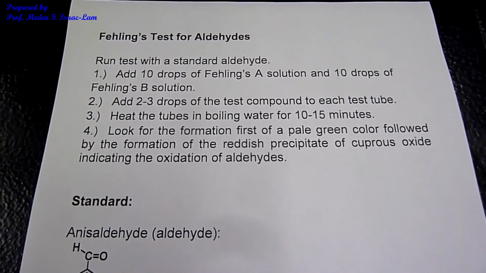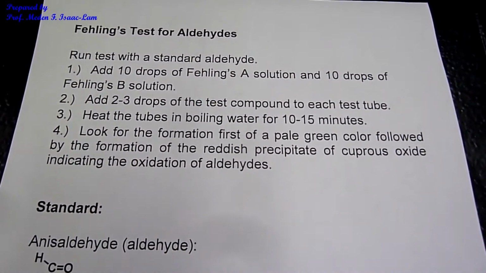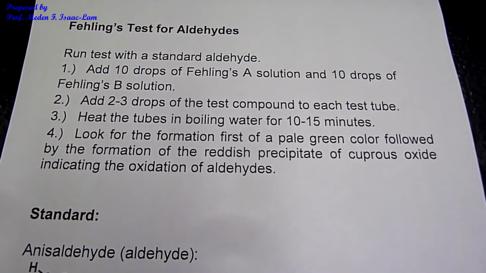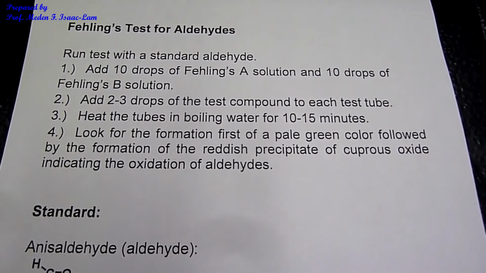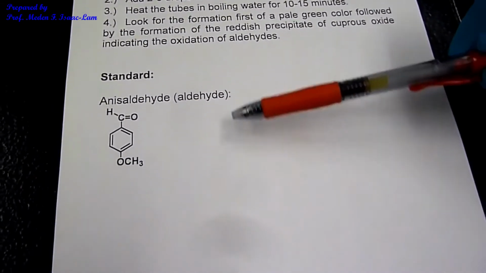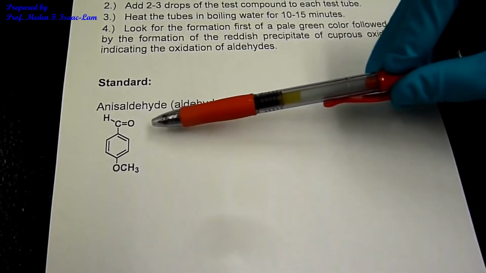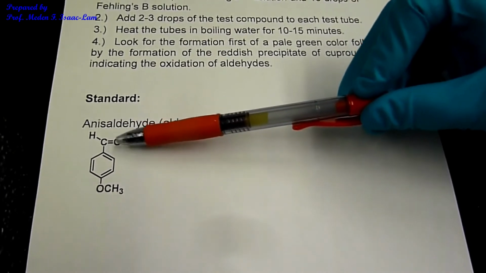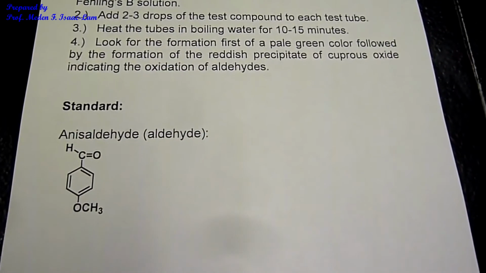Now the Fehling's test for aldehydes. We are going to run this test on all the unknowns and then the standard aldehyde. The standard aldehyde shown here at the bottom is anisaldehyde. This is the aldehyde functional group.